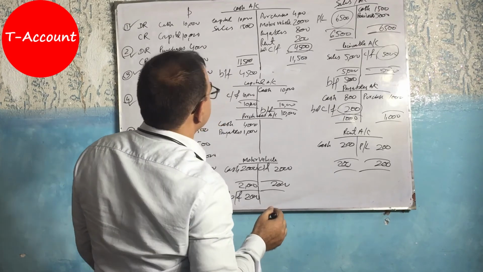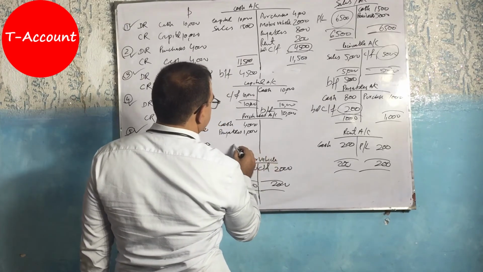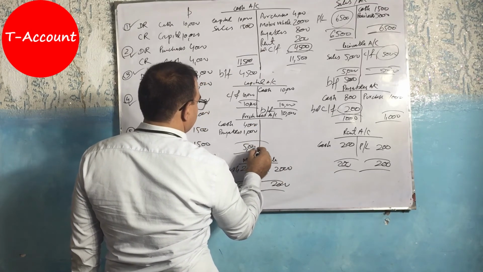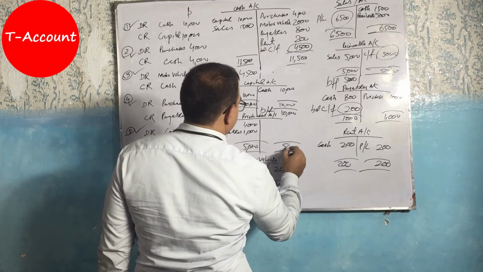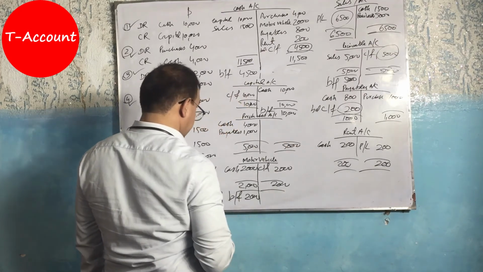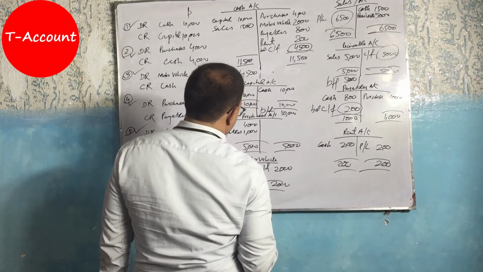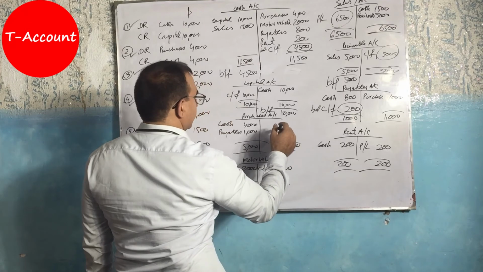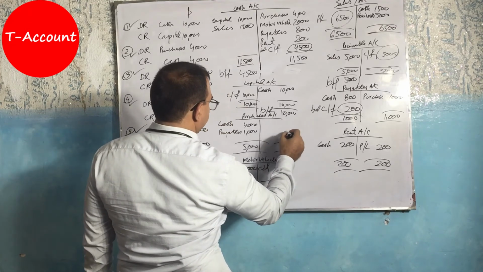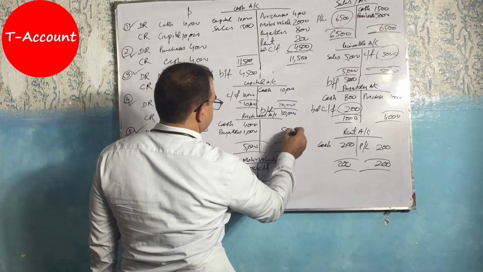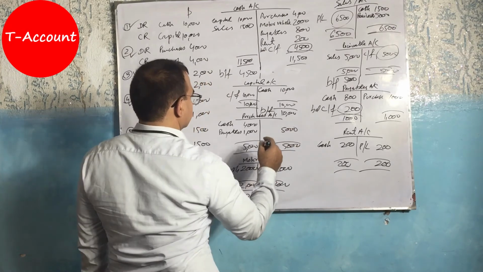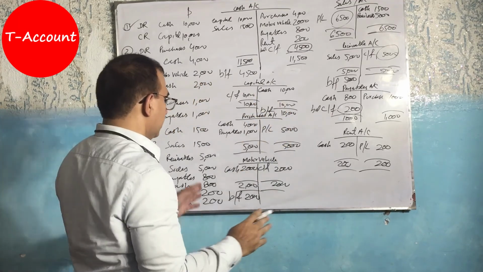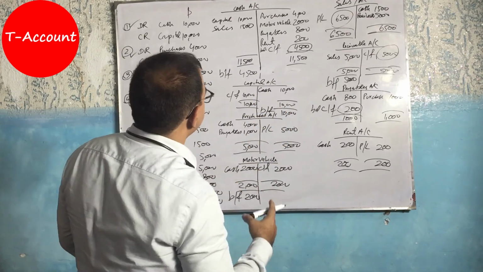Now which account is open? This still needs to close. Purchases, bottom 5,000. This side is bigger. We'll write 5,000 here as well. Purchases. We'll put the difference here, 5,000. And it will go to the profit and loss account or trading account. I'll not get into that detail, but that's how we do it.